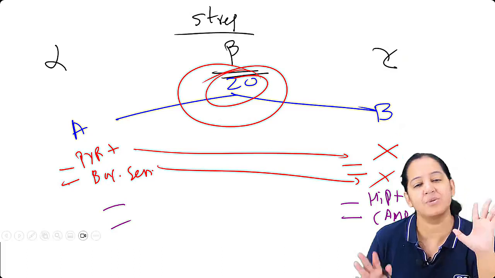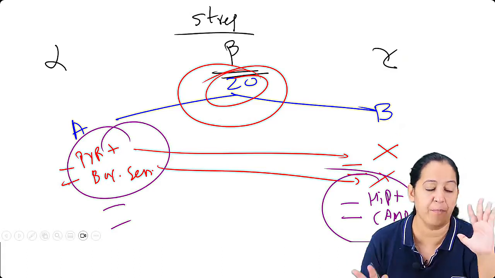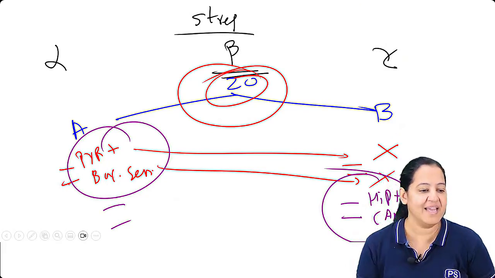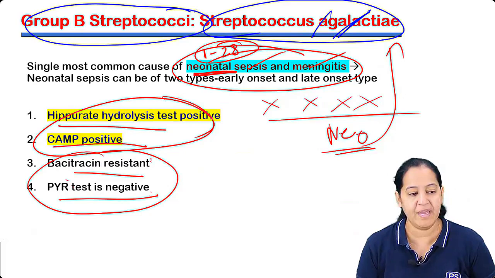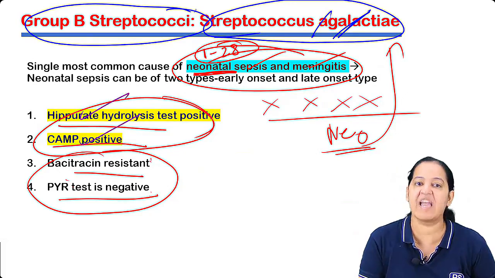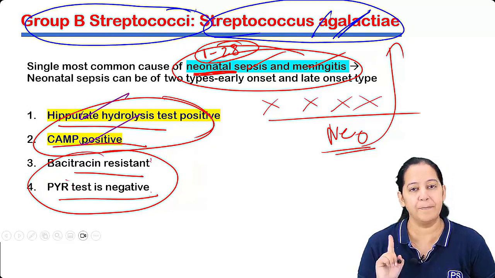Got my point? So learn the two unique properties here. That's it. Learn the two unique properties on which the question will be made. Say yes. So what are the two unique properties of group B? Say, ma'am, hippurate positive and CAMP positive. I will explain both, but first learn. Yes, first learn: hippurate positive, CAMP positive.